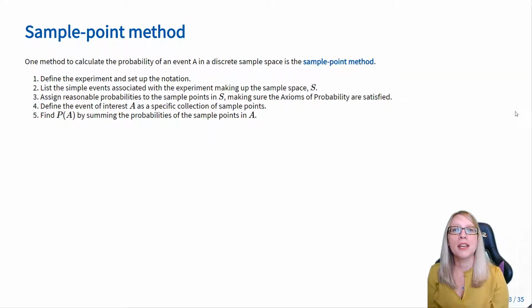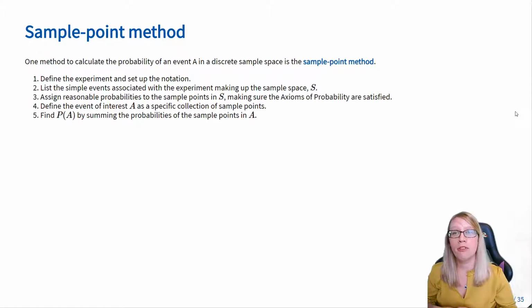First, let's talk about the sample point method. One simple way to figure out how many outcomes there are and what the probability of each one is is with this method. The sample point method has 5 steps. First, we'd like to define the experiment and set up the notation. So just figure out what our experiment actually is. Next, we'll list the simple events associated with the experiment, making up the sample space, here denoted S.